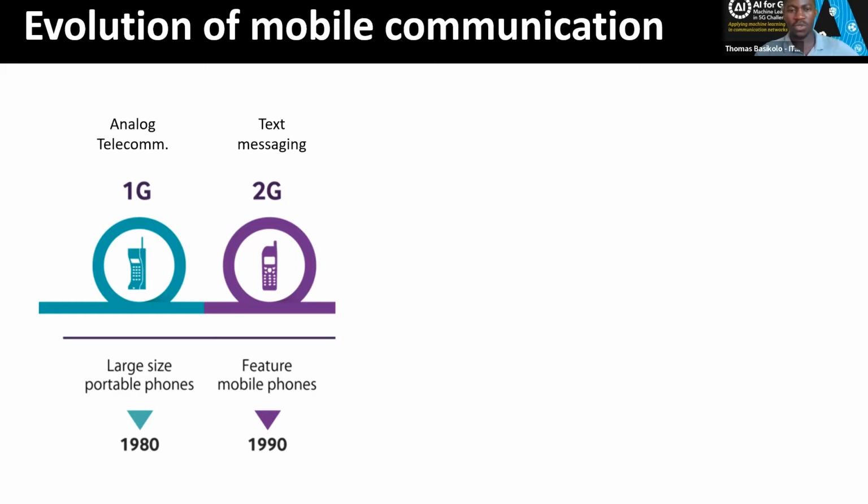That's where we became able to send text messages to other people because of the improvement in technology for 2G. Of course, it has its own challenges, especially low data rates, and it also had very few features on the phones. And of course, adoption was low.